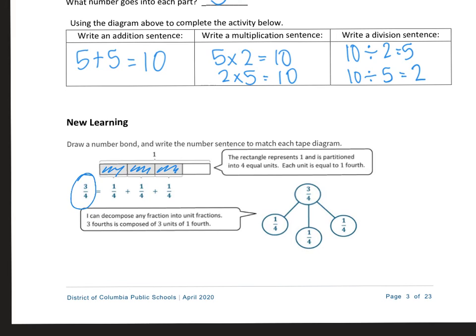They also made a number bond right here, which we also learned before school got out, where you put the total up top, 3/4, and then it's partitioned into 1/4, 1/4, and 1/4. All right, so again, that's just an example of the new learning that it's doing, okay?